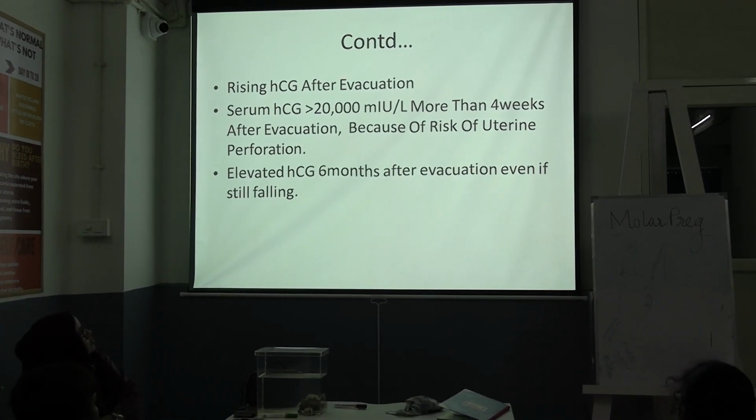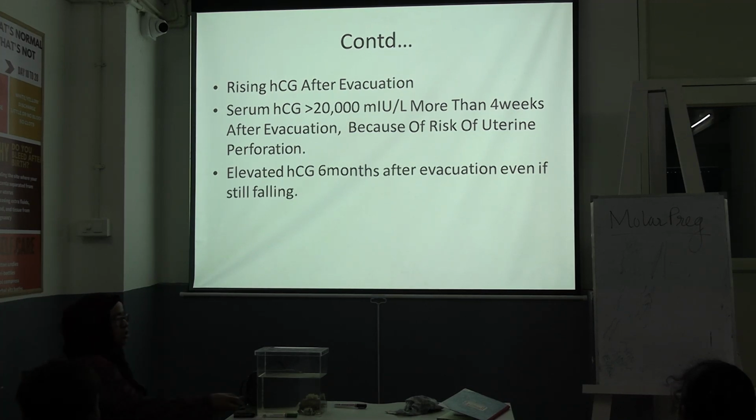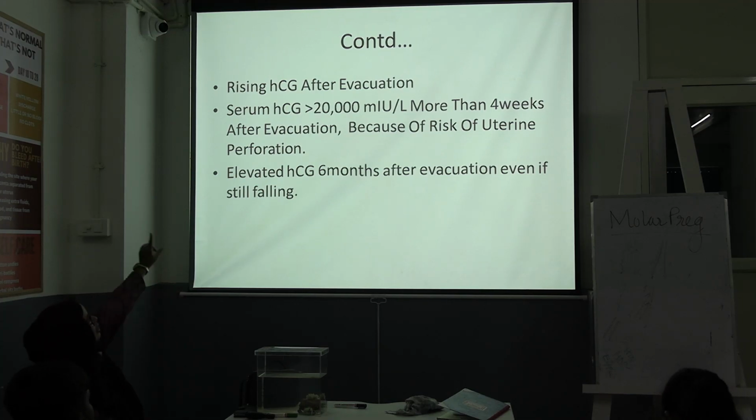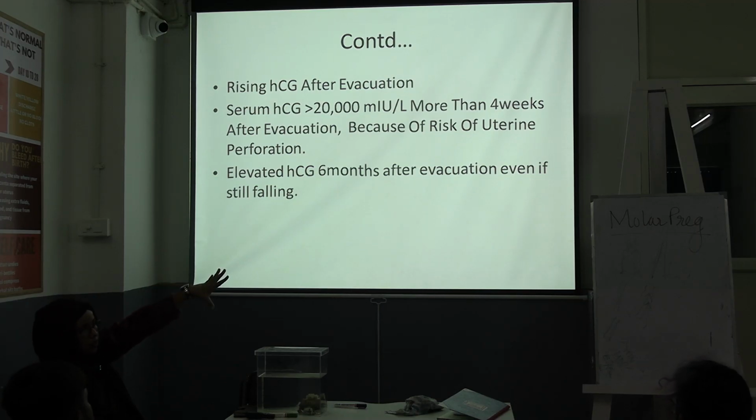Rising beta HCG after evacuation. Suppose you have evacuated the molar tissue, then what should happen? Obviously, molar tissue is gone, now serum beta HCG serially decreases. But if some tissue is growing, trophoblastic proliferation is still going on, then obviously the beta HCG level will either remain the same or will rise slowly. So if rising beta HCG is there after evacuation, we will suspect that this is going towards choriocarcinoma. That's why weekly serum beta HCG level monitoring is required. Serum beta HCG, if more than 20,000 after 4 weeks of evacuation, that can be because of uterine perforation.